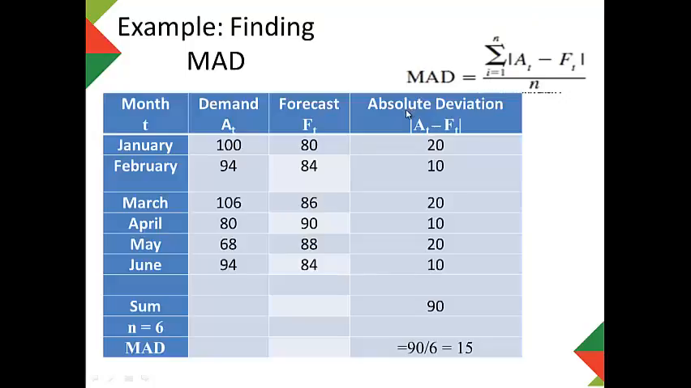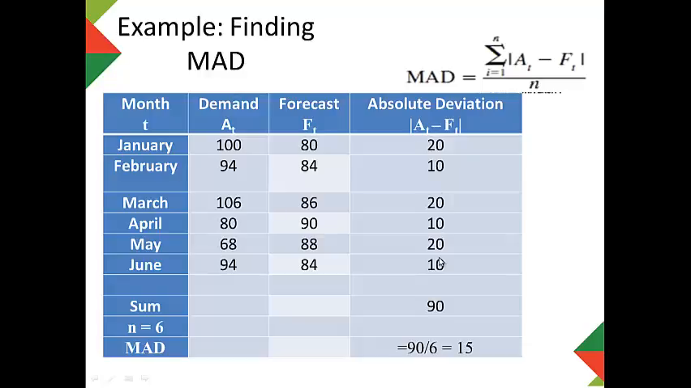So this is the formula. This is the actual demand, this was the forecast. Our forecast for January was 80 units, but actually it was 100 units. So there was a difference of 20. That has to be positive. Then the actual was 94 and our forecast was 84, so again 10. Then there's a difference of 20 here, but now the forecast was more than the actual. It should have been negative, but we are taking it as an absolute deviation. So we'll just write the deviation.